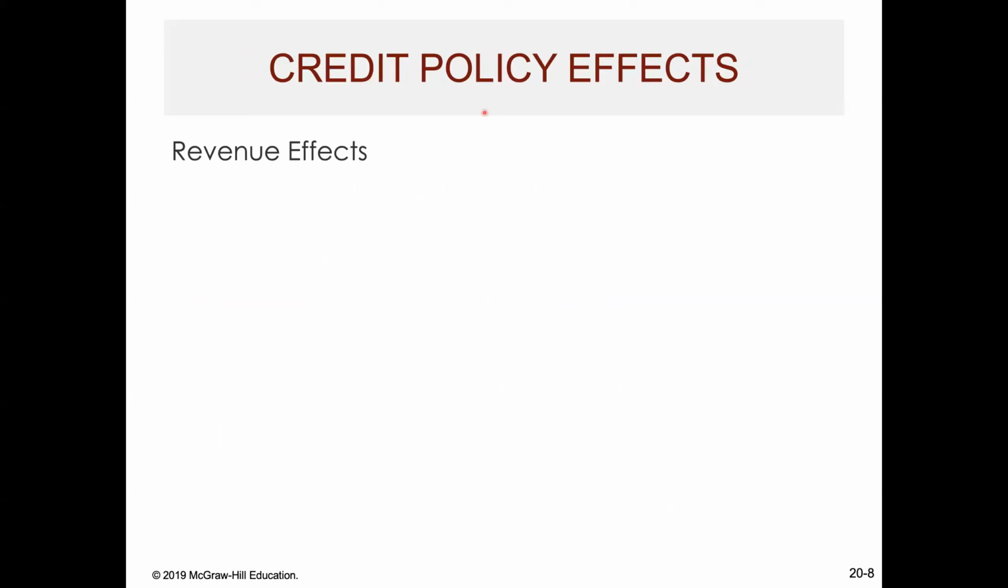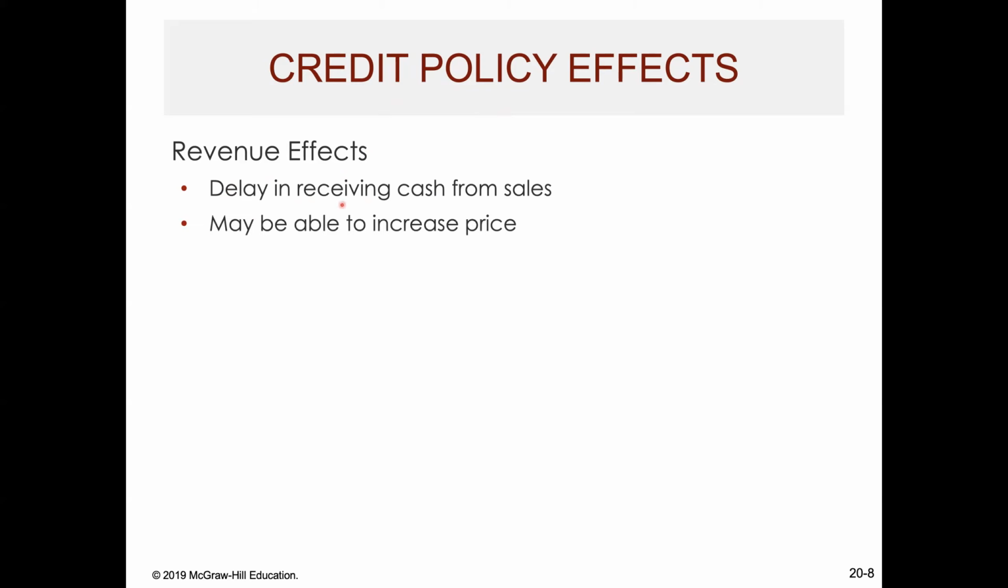Okay, so there are certain effects that come along with credit policies. The first type of effects affect our revenue. So there's a delay in receiving cash from sales. We've sold something and it takes some time to get the money, but we may be able to increase the price. Sometimes, if you offer credit, you can charge a little bit higher price for your product. Also, it may increase total sales. And I saw this absolutely. If we could pay for it later, we're happy to buy it today. And so in general, it'll increase total sales.